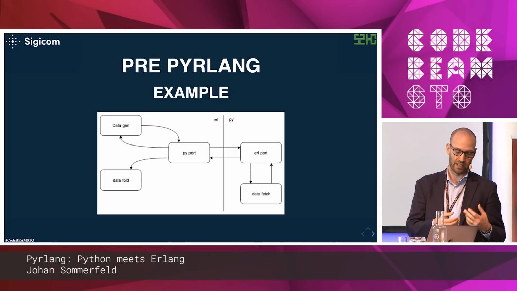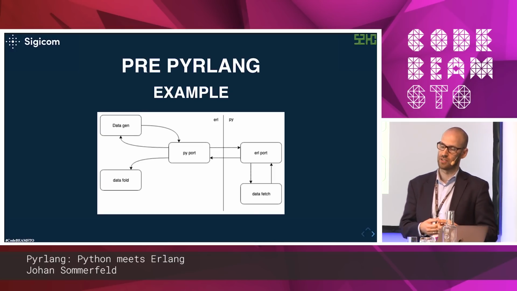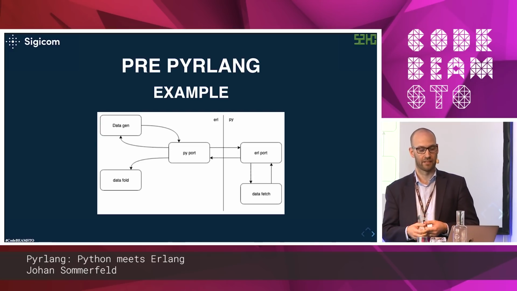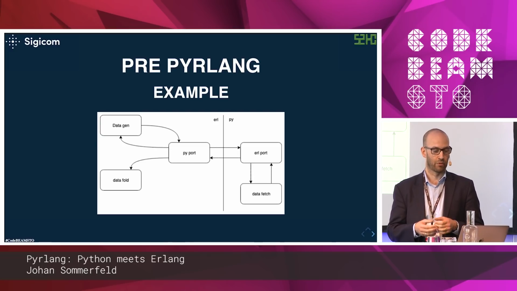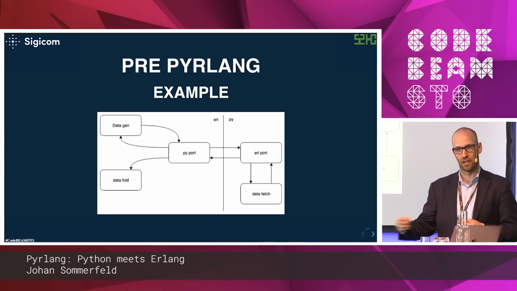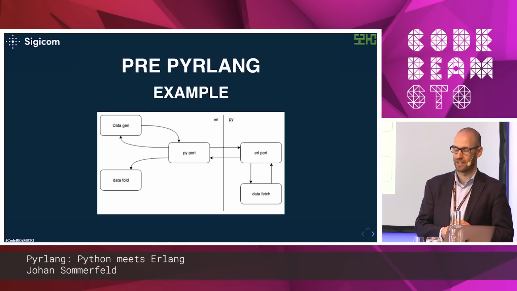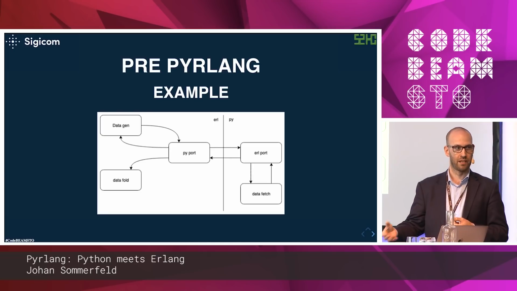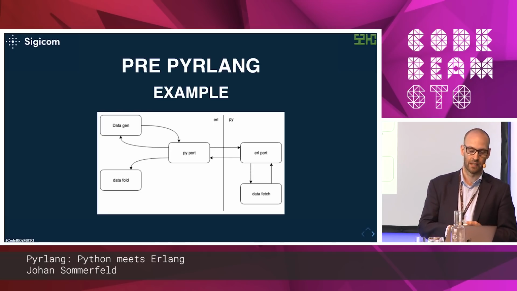So from the data gen and data fold processes' view, they think that the data port module or P port module is the one that does it, where in fact it actually sends out via standard in and out to a Python process, which executes it and then reports it.